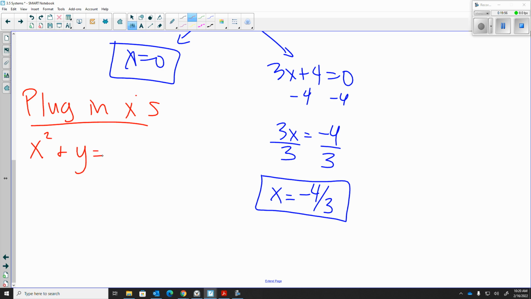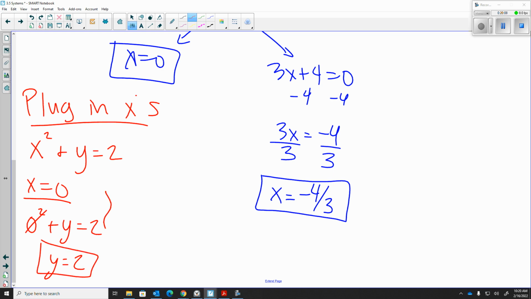Okay. Well, 0 is going to be pretty easy. That's gone, and y equals 2. Okay, there's that one. Negative 4/3 might be a little bit different. That's okay.